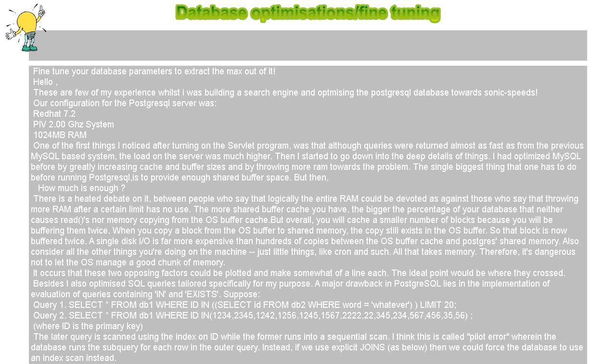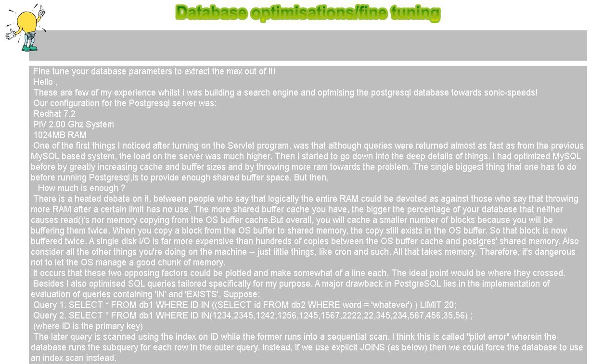I had optimized MySQL before by greatly increasing cache and buffer sizes and by throwing more RAM towards the problem. The single biggest thing that one has to do before running PostgreSQL is to provide enough shared buffer space. But then, how much is enough?